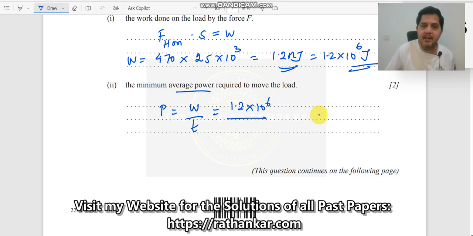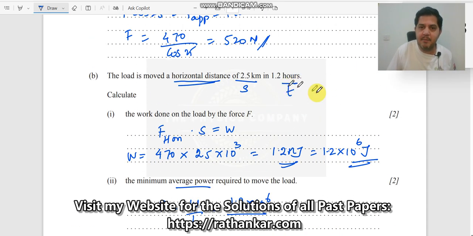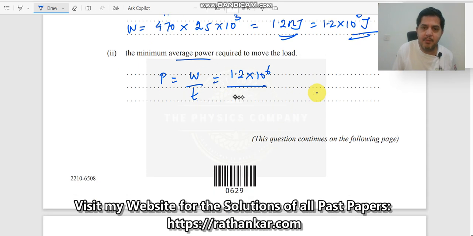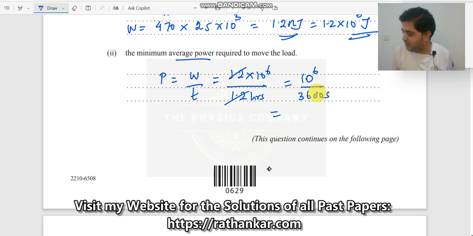And what is the time taken? Time taken is already given to you, which is 1.2 hours. So put it as 1.2 hours. But I want it in terms of joules. So what I do is I write this 1.2 and this 1.2 goes away. So you can write this as 10 power 6 watts divided by hours. I need to convert this, which should be 3600 seconds, right? When I calculate this value, I get accurately around 278 watts. This is the value that I get over here.